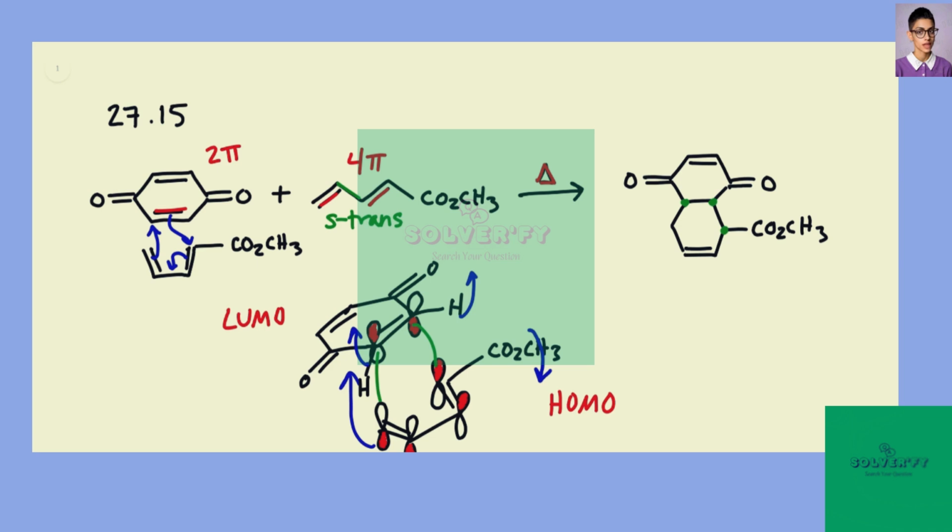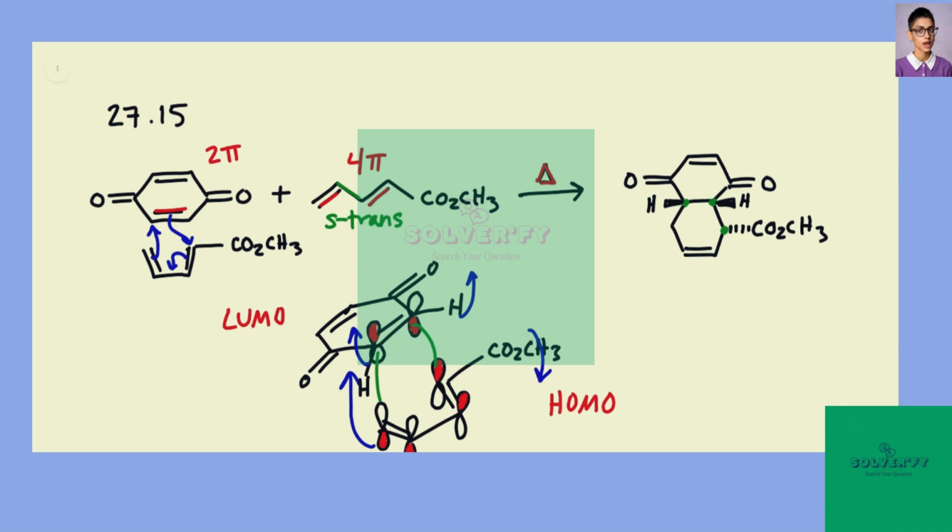The 2 hydrogens were both pushed in the same direction, so they are cis to each other. And we said they were being pushed up, so let's show them pointing up on our product. And we said the ester was being pushed down, so let's show it pointing down on our product.